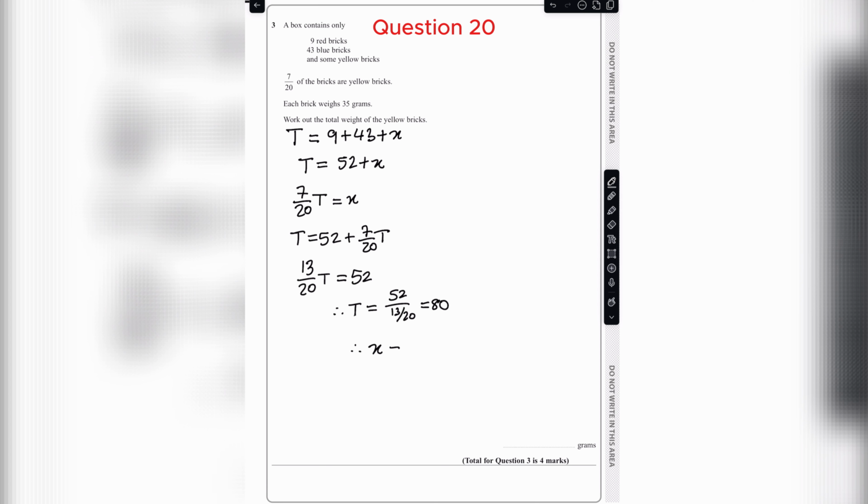Therefore, the number of yellow bricks can simply be obtained by multiplying 7 over 20 by 80, and that is 28. And given as each brick weighs 35 grams, the total weight of the yellow bricks can be obtained by multiplying 28 by 35, and that gives us a value of 980. So the final answer is 980.